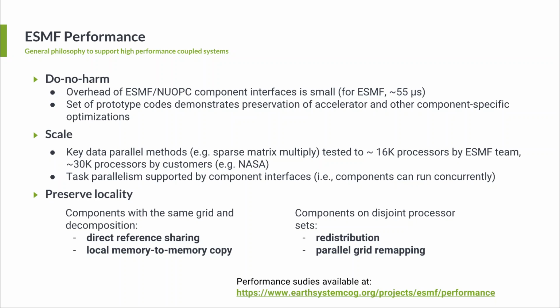Now, if your components are running concurrently, so you have assigned a disjoint set of processors to each component, then you will obviously need to do some communication between those components, and that's where the redistribution and parallel grid remapping come into play. The link at the bottom is the full listing of the performance reports that we've done. If you're interested in some specific numbers, I would encourage you to follow that link.